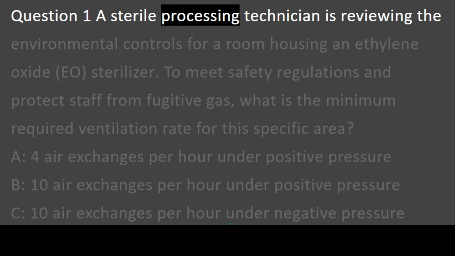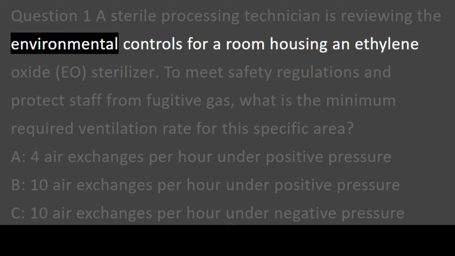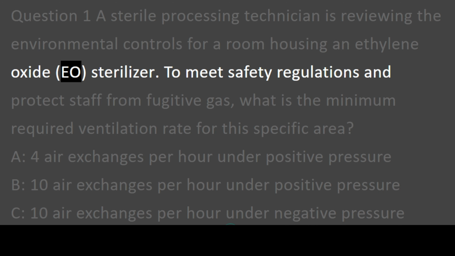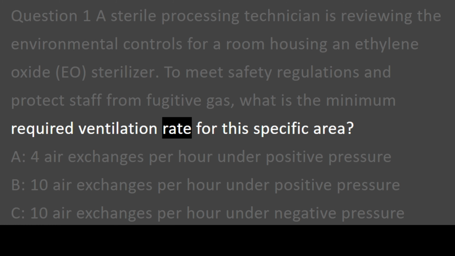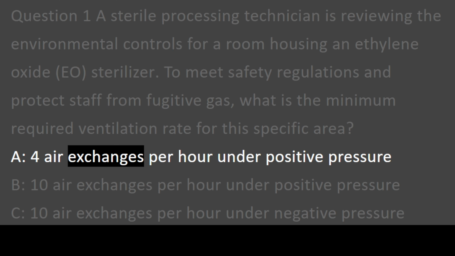Question 1. A sterile processing technician is reviewing the environmental controls for a room housing an ethylene oxide, EO, sterilizer. To meet safety regulations and protect staff from fugitive gas, what is the minimum required ventilation rate for this specific area? A. 4 air exchanges per hour under positive pressure.